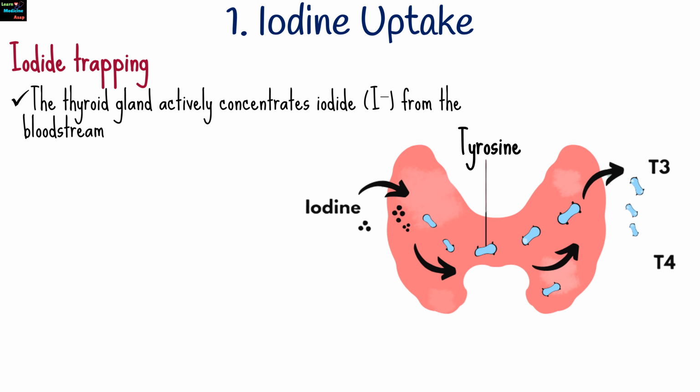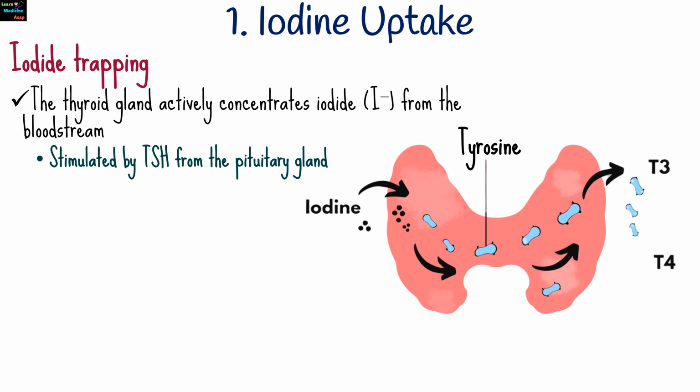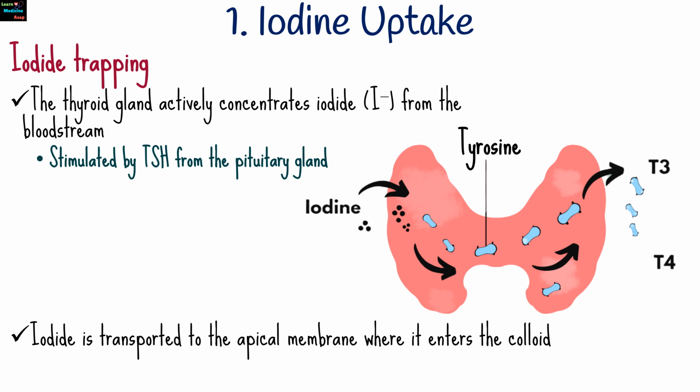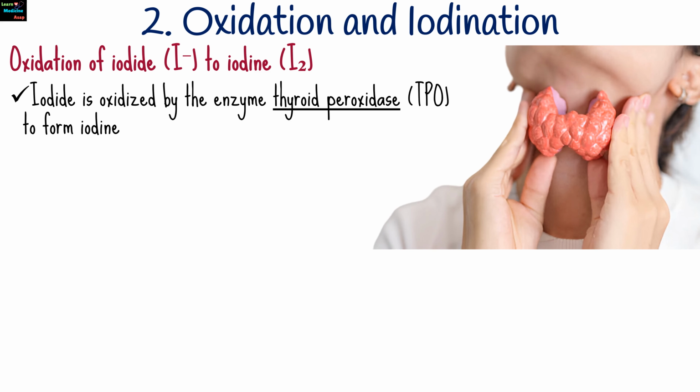The thyroid gland actively concentrates iodide from the bloodstream through the sodium-iodide symporter located on the basolateral membrane of thyroid follicular cells. This process is stimulated by thyroid-stimulating hormone from the pituitary gland. Once inside the follicular cell, iodide is transported to the apical membrane, where it enters the colloid, a fluid-filled space within the thyroid follicles. The second step is oxidation and iodination.